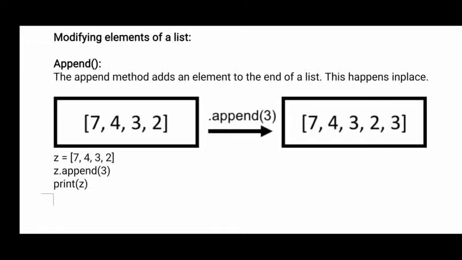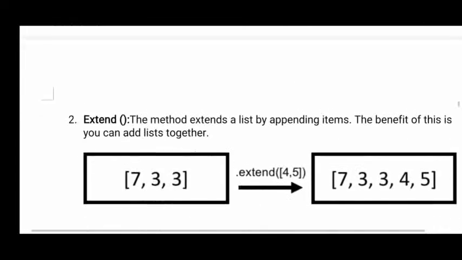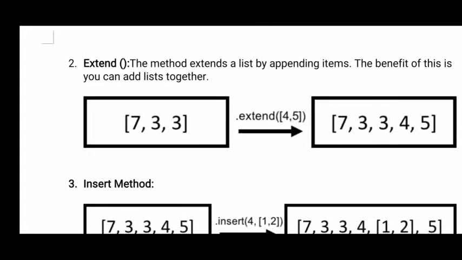At the end of one list, a new element will be added. That is append. Here you see basically a list of 7, 4, 3, 2, with 4 elements. To that list we are adding 3, that is append 3. Extend: here we are extending, which means adding new elements at the end.